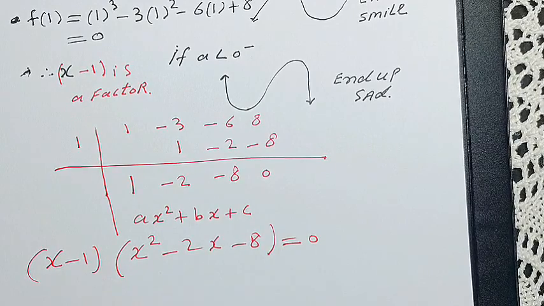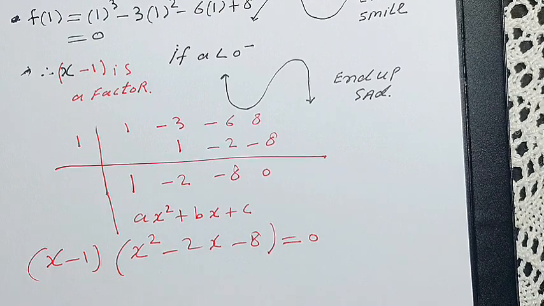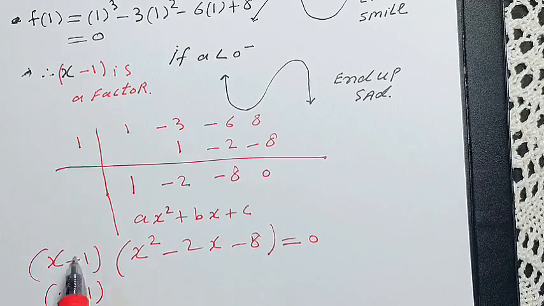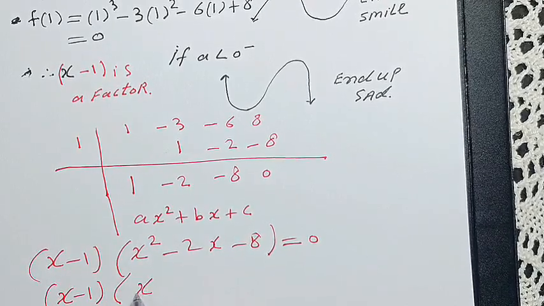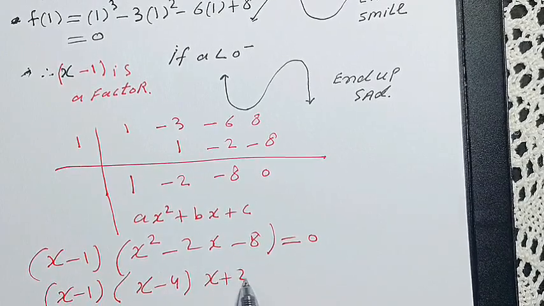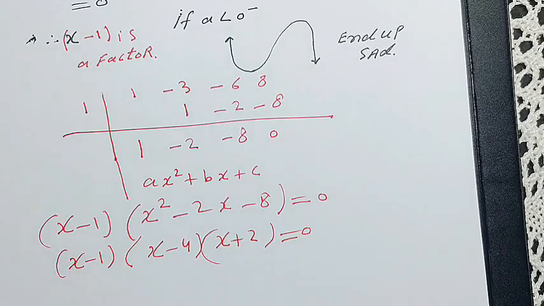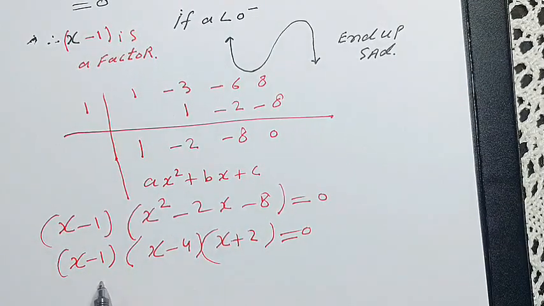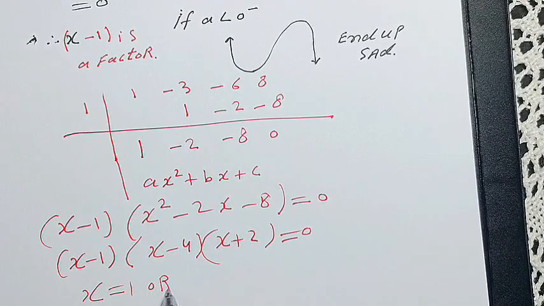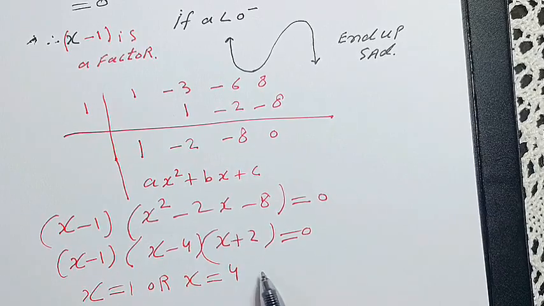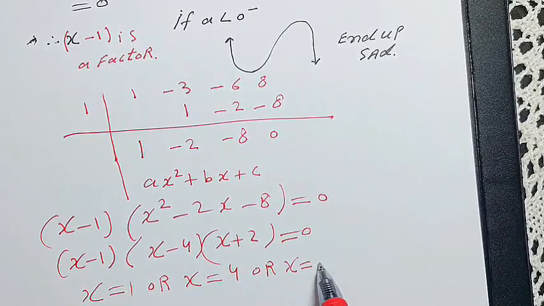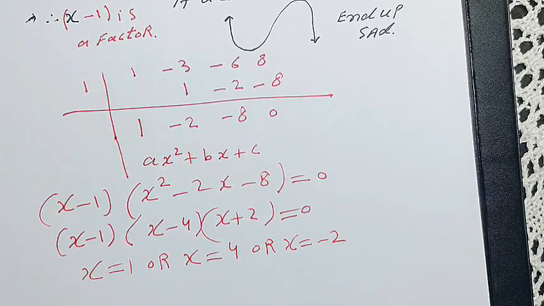Now here, if you can factorize, it's fine. If you can't factorize, then you use the quadratic formula, but I can see we can factorize here. So it's also going to be x negative 1 as is. This is the short bracket. The long bracket I'm going to solve now. It's going to be x negative 4 and x plus 2, equal to 0. So therefore the x-intercepts: x equal to 1, or x equal to positive 4, or x equal to negative 2. So we got 3 x-intercepts: x equal to positive 1, x equal to positive 4, x equal to negative 2.